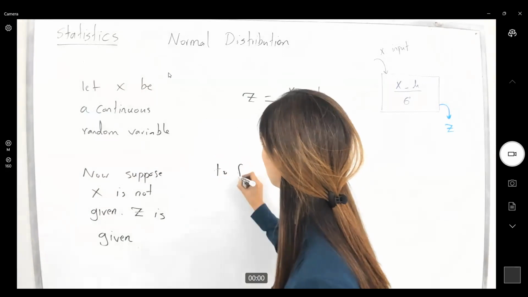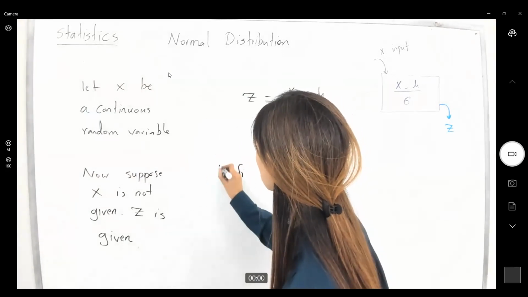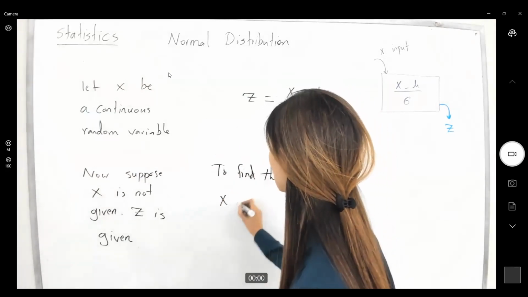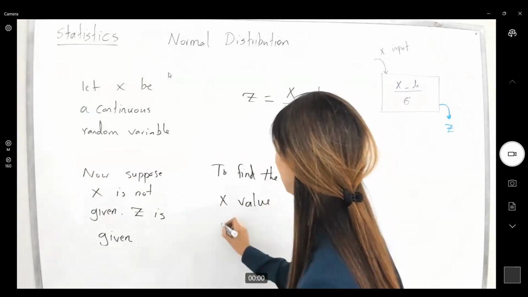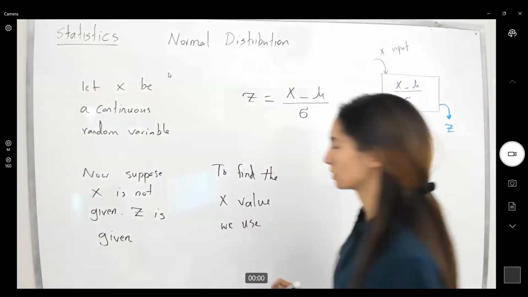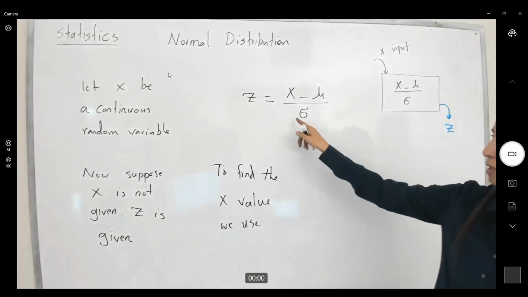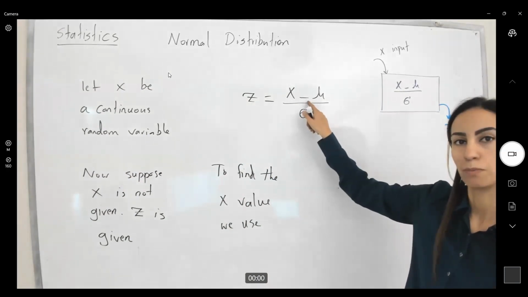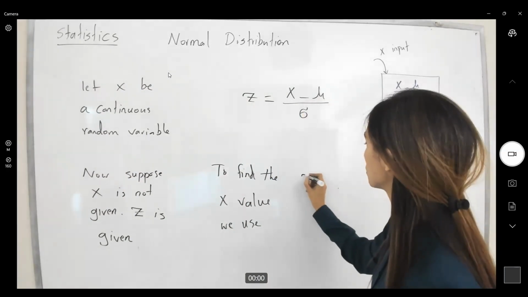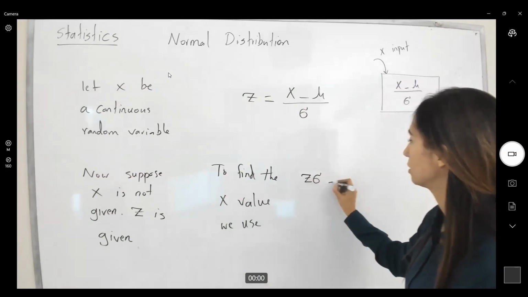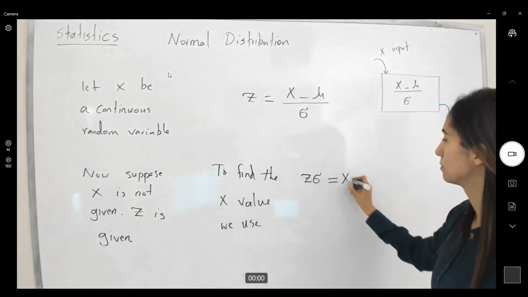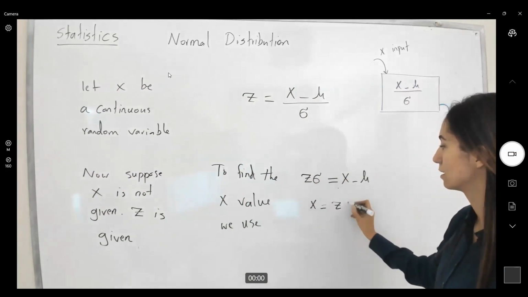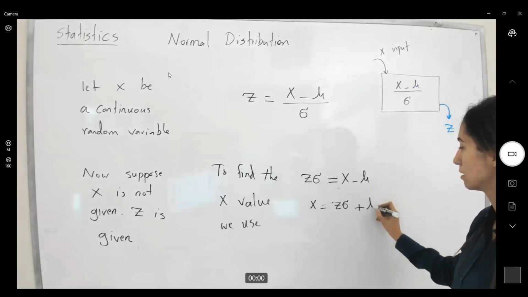To find your X, the X value, we use just simple algebra. Multiply sigma and Z and add mu to both sides. So Z times sigma is equal to X minus mu. So X becomes Z sigma plus mu.